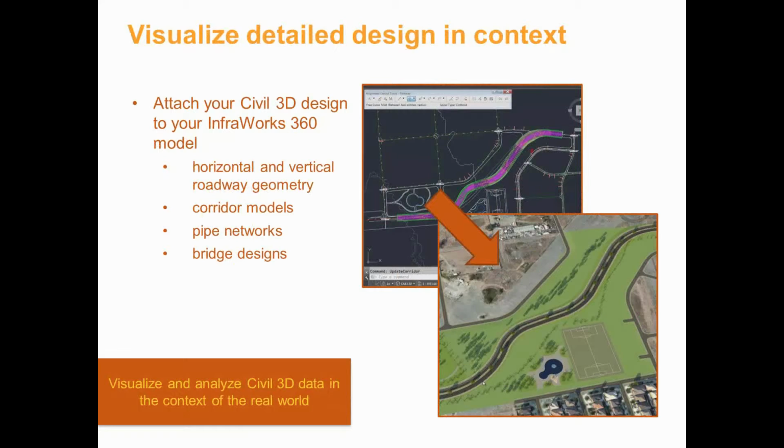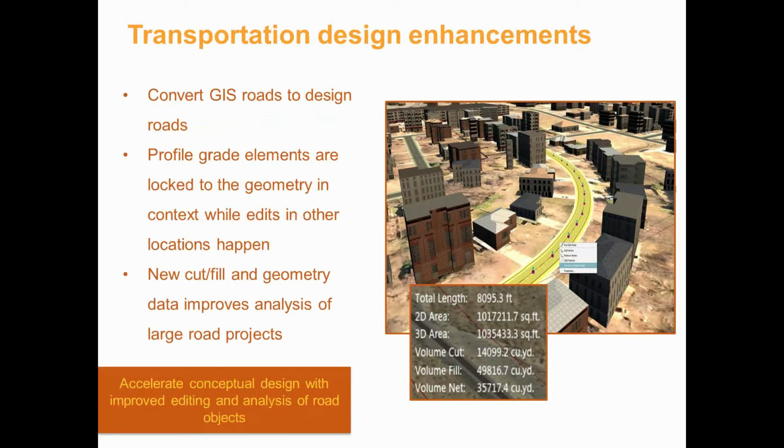And then in reverse, kind of in a loop scenario, you can load your Civil 3D drawings now directly into InfraWorks. And again, if you make any changes, they will simultaneously update. So nice features there as well. And that's going to be horizontal and vertical profiles, as well as your corridor modeling, and again, pipe networks and bridge designs.